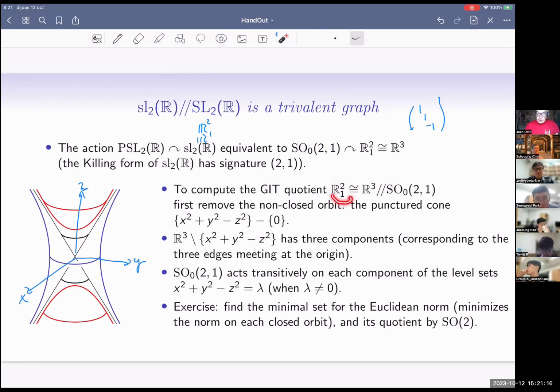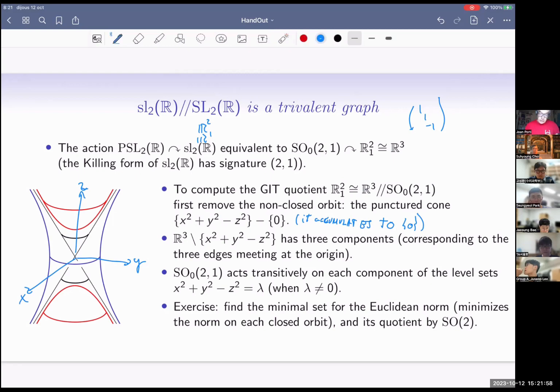We want to compute this quotient. So the first thing that people do in geometric invariant theory, real or complex or whatever, is remove the orbits that are not closed. And here there is an orbit which is not closed, this one, because if you take this light cone, this is accumulating to zero, to the origin. Okay? Why is it accumulating to the origin? Well, the orbit is everything minus the origin, so it accumulates to here. So you remove that guy.